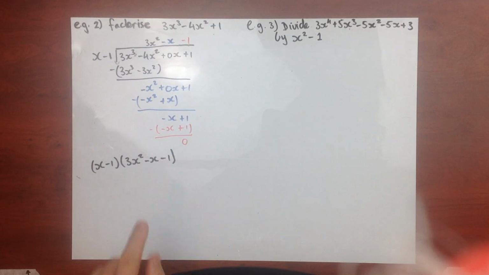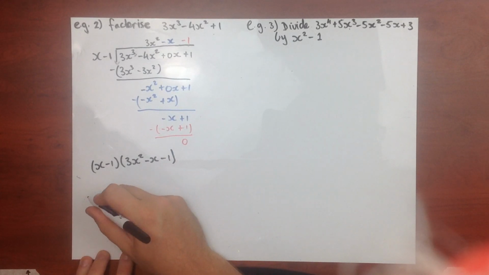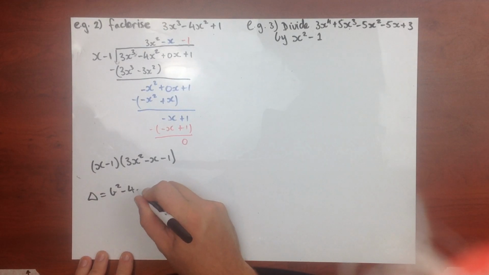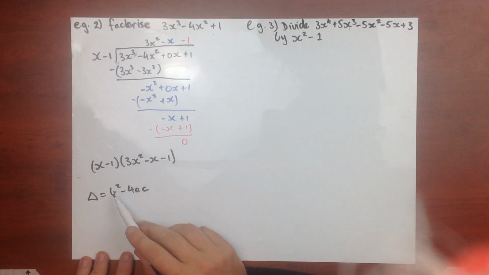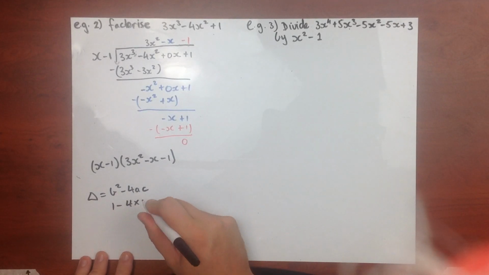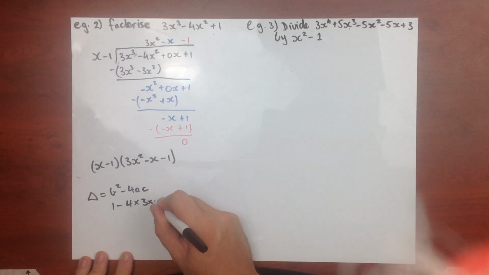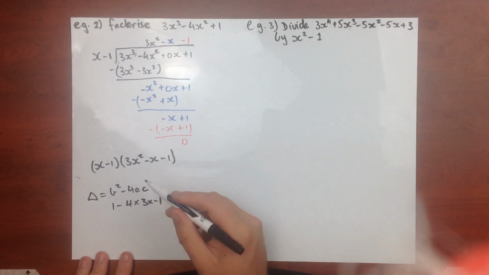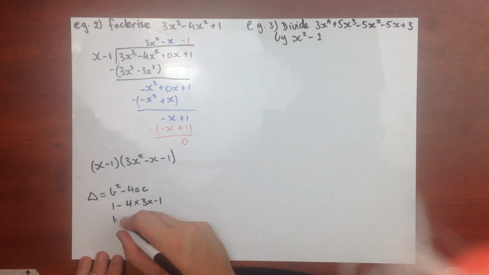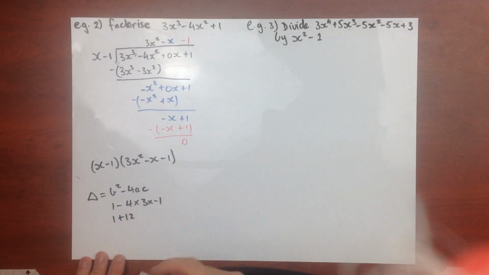Now can we factorise that further? Well, if we look at the discriminant, remember that's b squared take 4ac. In this case we've got 1 minus 4 times 3 times minus 1. We've got 1 plus 12, so it is equal to 13. So we would be able to factorise this with the general quadratic formula.